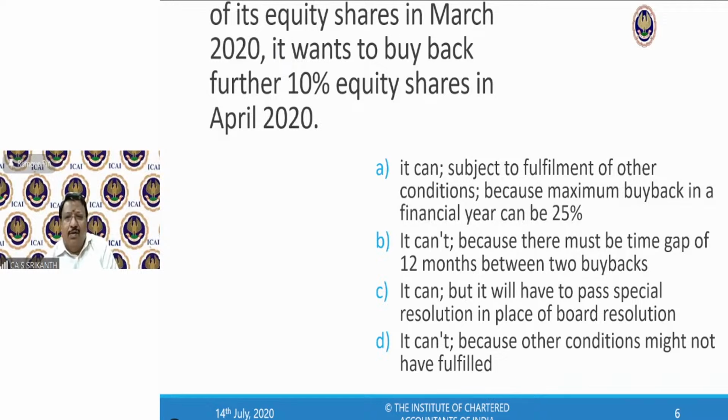It cannot, because a gap of 12 months is required. There must be a gap of 12 months between two buybacks. It's not as if you can buy back 10% every year. Once you make a buyback, either 10% or 25%, from the date of completion of the buyback, a minimum of 12 months should elapse before you can make another buyback. So the answer is B. It can't. D is not correct, though it says it can't, because the reasoning is wrong. B is the correct answer.